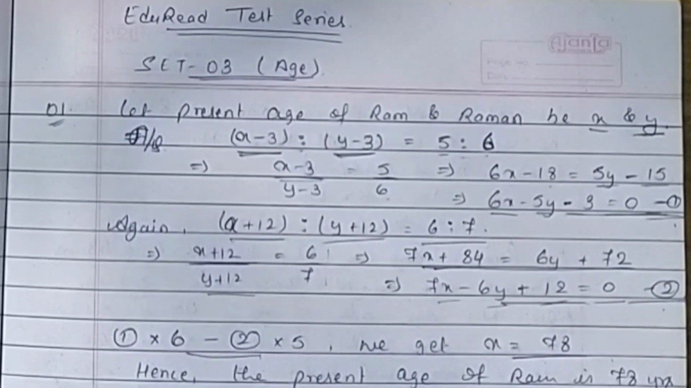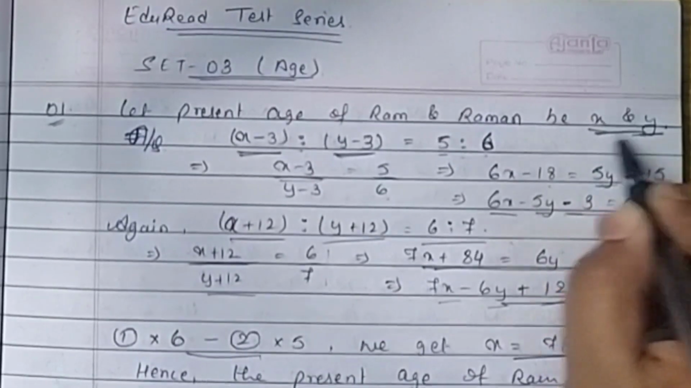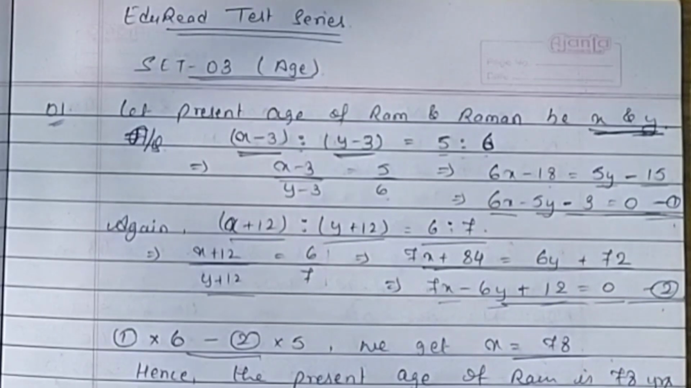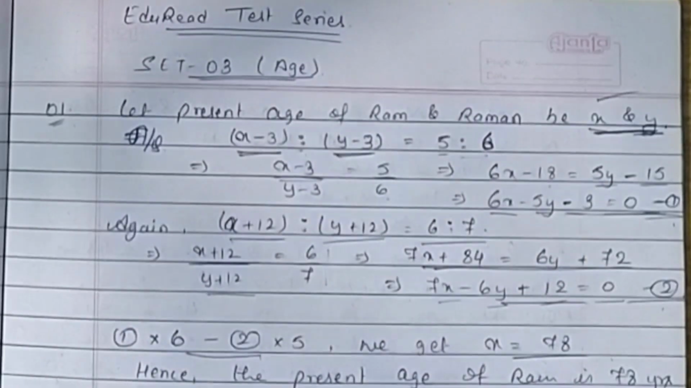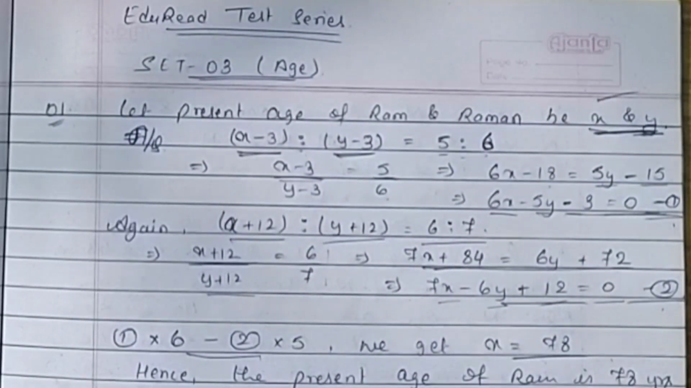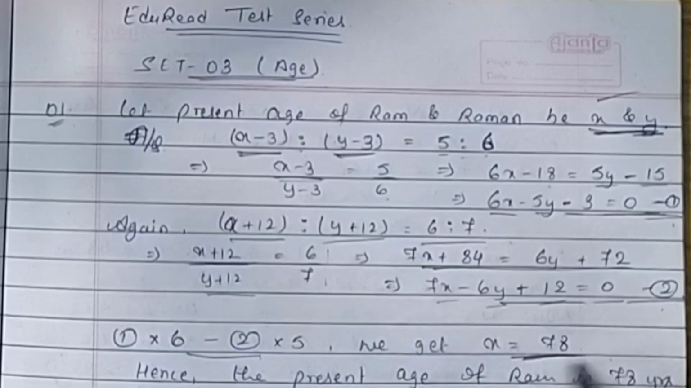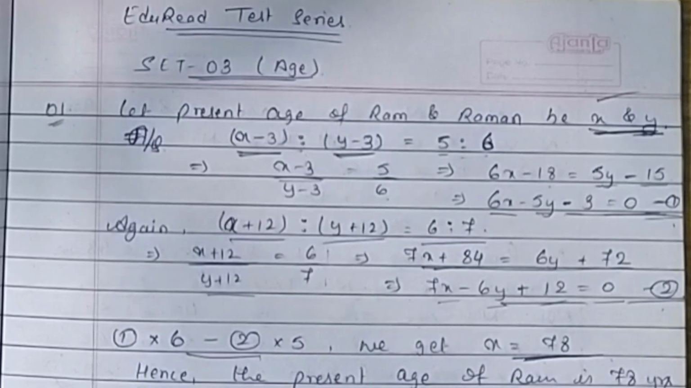Now, looking at the question, we have to find the present age of Ram only. At the start of the solution, we assumed the present age of Ram is x. As we have found the value of x to be 78, we can say that the present age of Ram is 78 years.